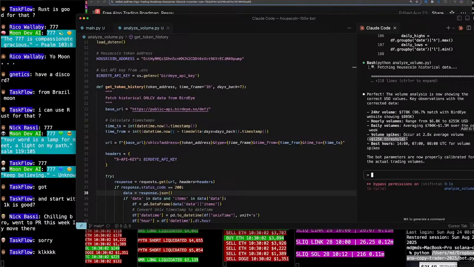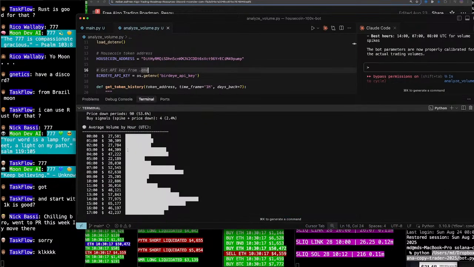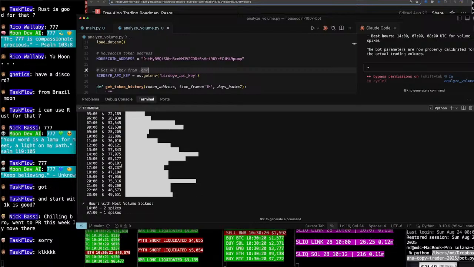Okay, so let's go ahead and say analyze volume. I'm actually going to run both of these, and I'm gonna do my own analysis. Okay, so average volume per hour. You can see it's not much activity. Like not even in volume. This is tiny. That's why it's so risky. But, you know, with risk.